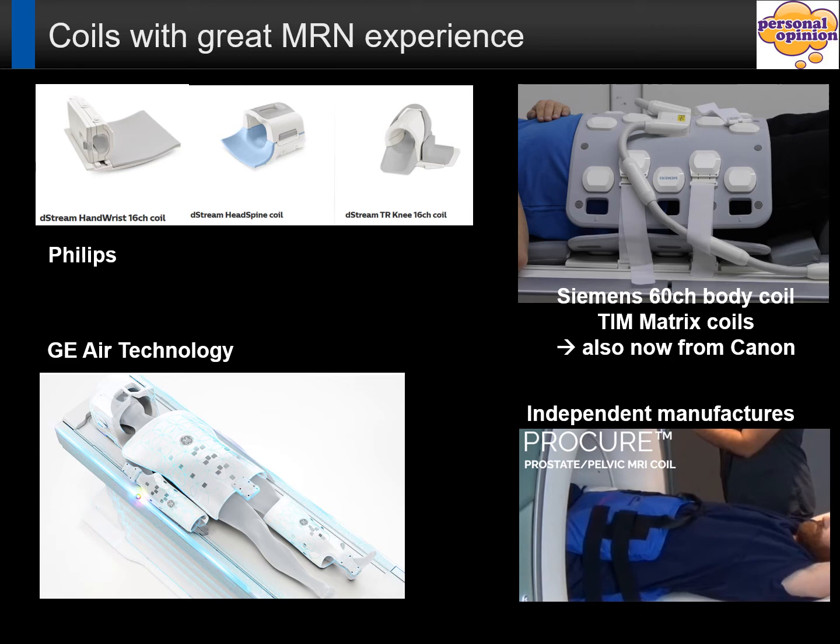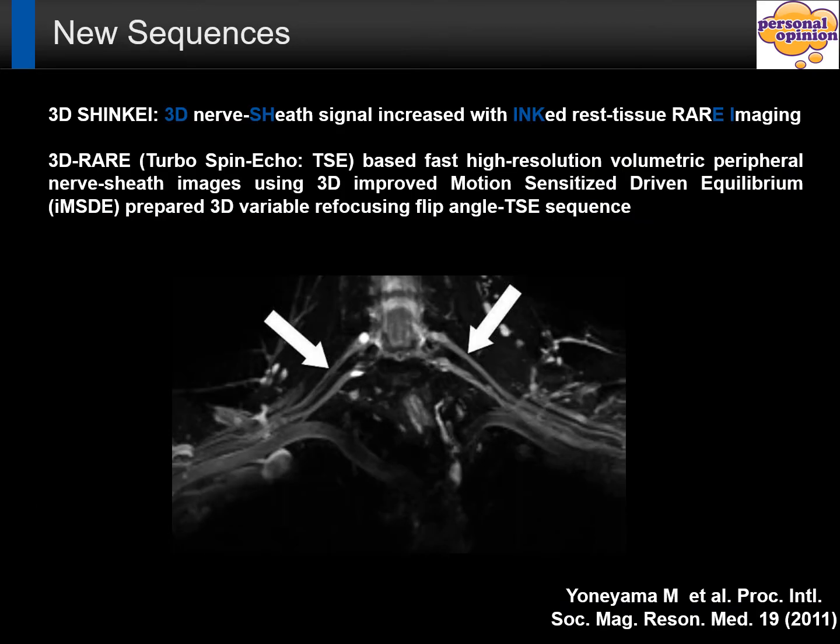Especially these air coil techniques are now available from different vendors, also Siemens, not only GE, but also other independent vendors. They sell them. They are really feasible: you wrap them around the body, and you get close to the nerve you want to see. I have seen tremendous improvements in image quality after we started using these kinds of coils.